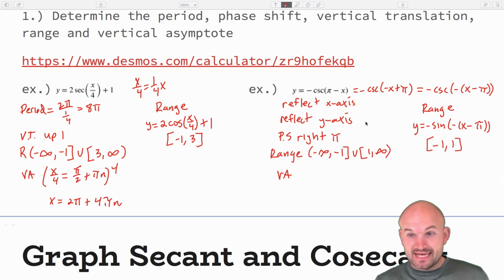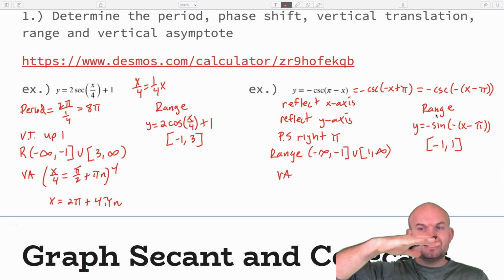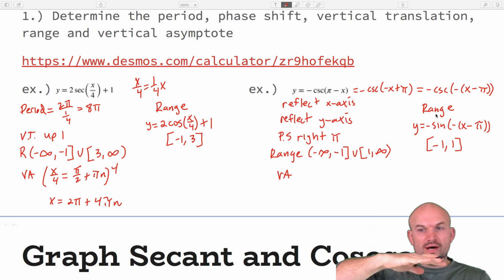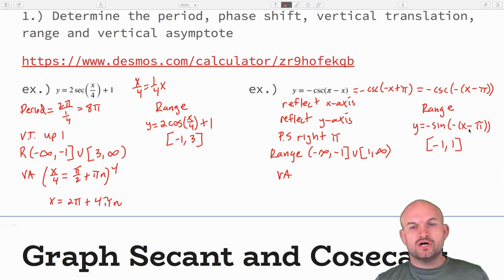The range, again, I looked at the sine. So again, notice that there's really nothing that's stretching or compressing the graph or shifting up or down. The only thing that's happening is the sine graph is from -1 to 1. Then the graph is just being flipped, right? Well, that doesn't change the range for that function. It's still going to be from -1 to 1. So in this case, I can write the range from -infinity to -1, union 1 to infinity.